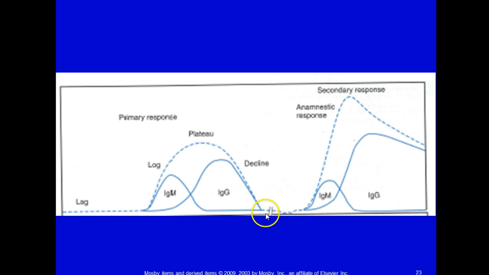Now the secondary response, which we're going to talk about in a minute, has a much shorter lag phase. Then it comes in much faster. IgM still comes in, but look at how much higher IgG comes in. It's the memory. So this time the body remembered, and it was able to spit IgG out faster.